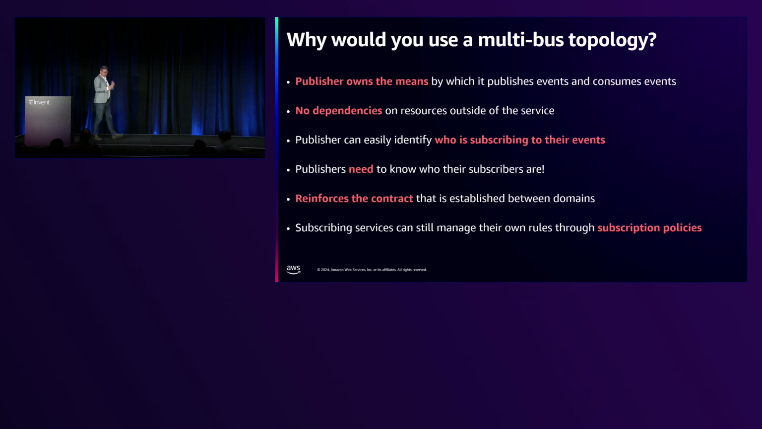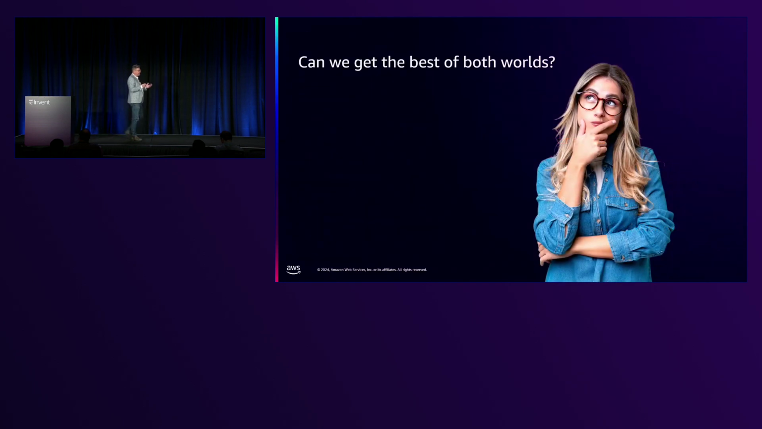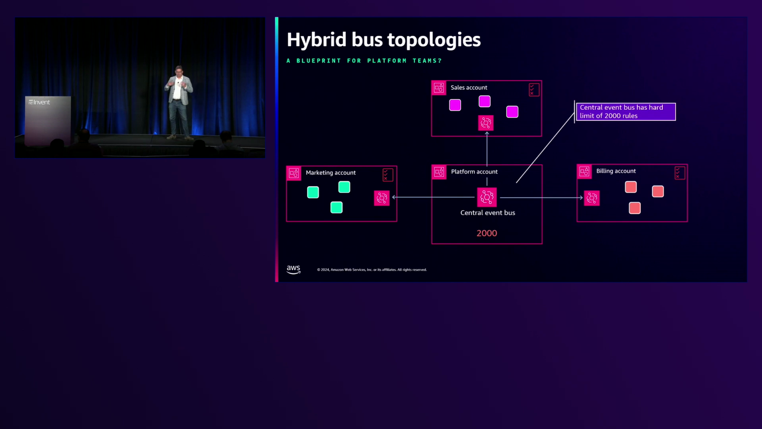So the thing is, how do we get the best of both worlds? And the way that I'm starting to think about this is around not just resource utilization. As you can see here, we have some constraints on our event buses today that limit the number of events that can be put on a central event bus. So, if you've got a very large domain, then those rule limits may be reached rather quickly.